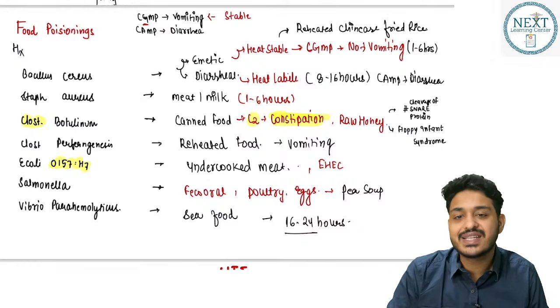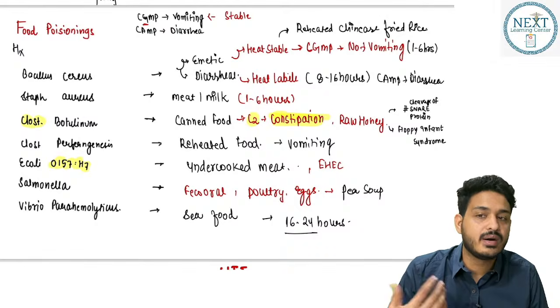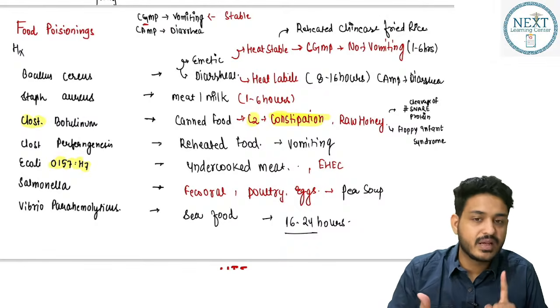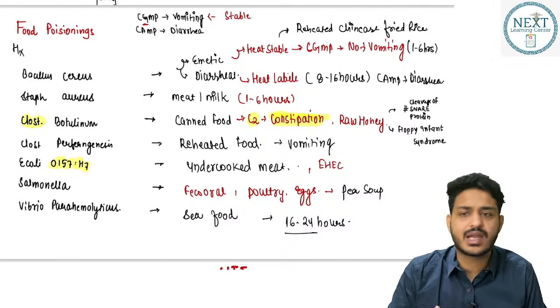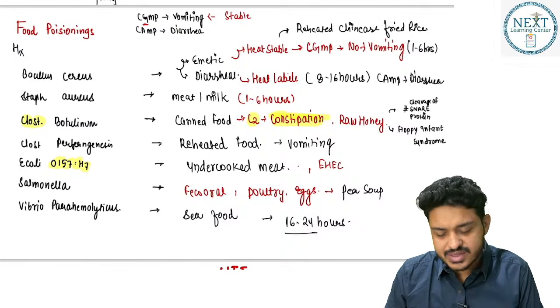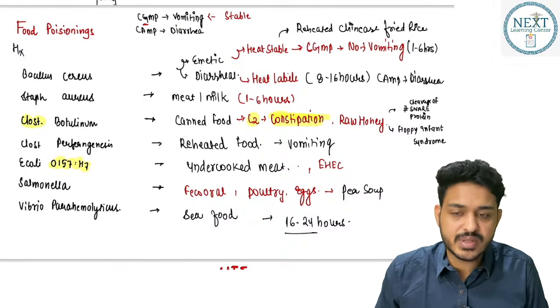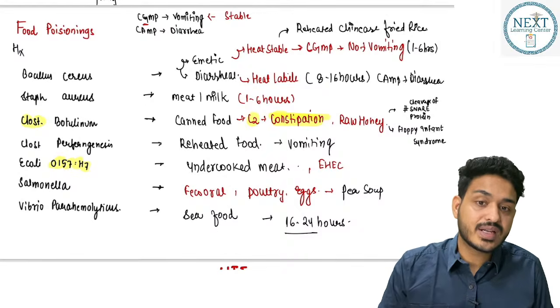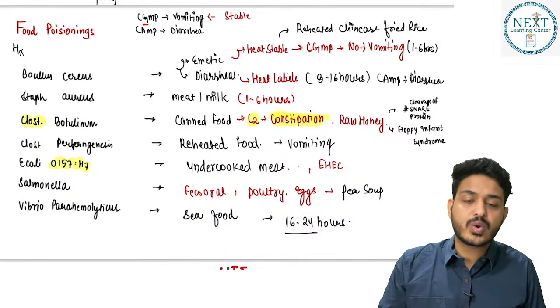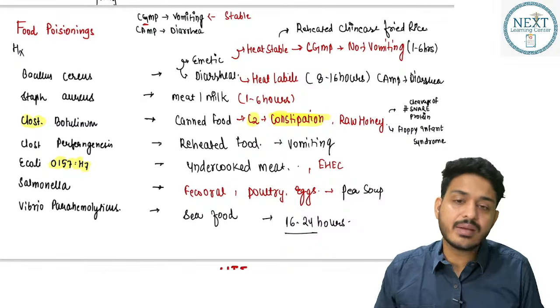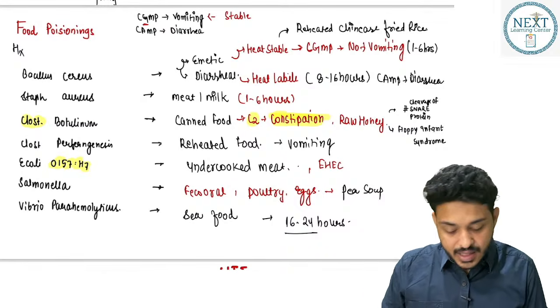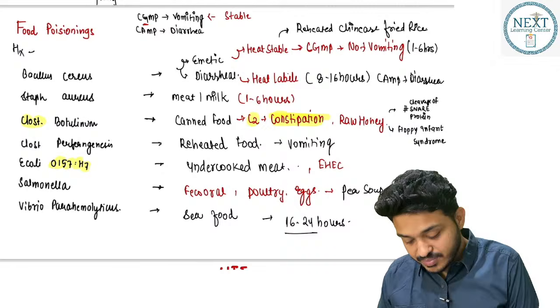The person is eating something, like Chinese fried rice can be there, meat products can be there, milk products can be there, canned food can be there, seafood can be there. So all these food products can be there, and post eating the food products, you need to calculate, you need to think about the incubation period, and then you need to think about the symptoms. What are the symptoms?